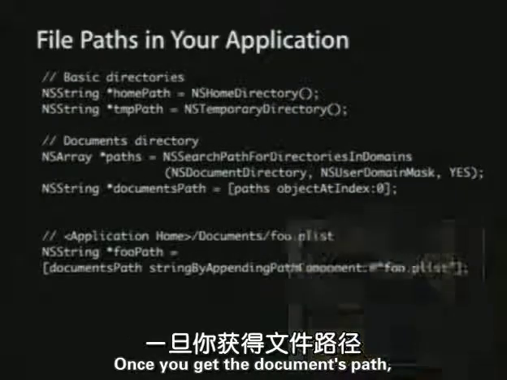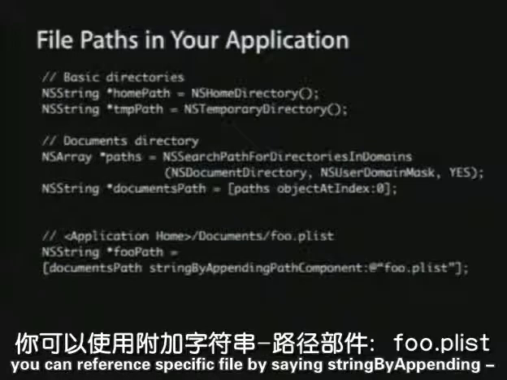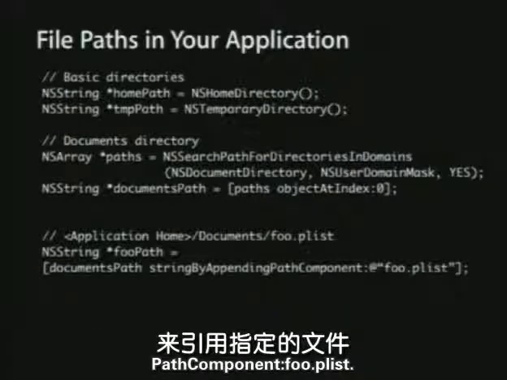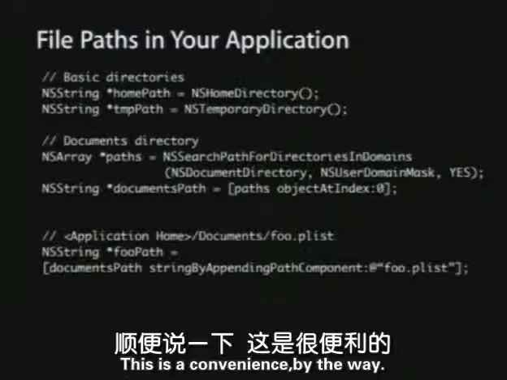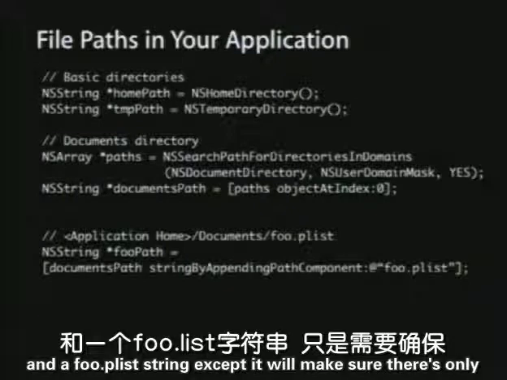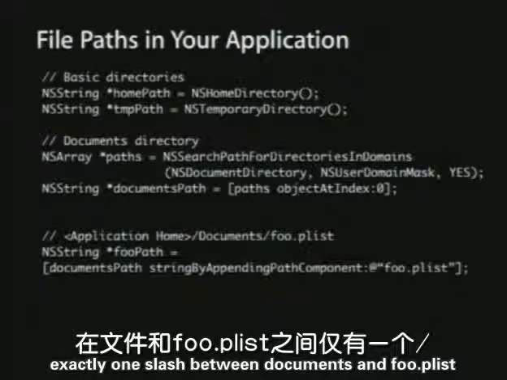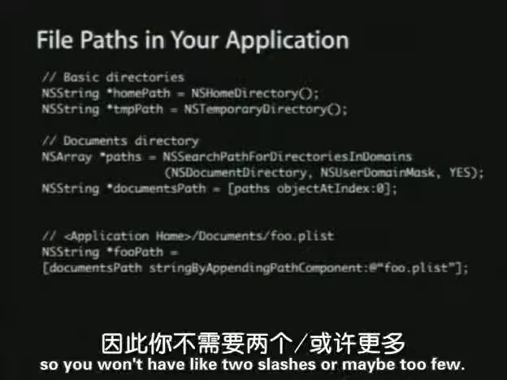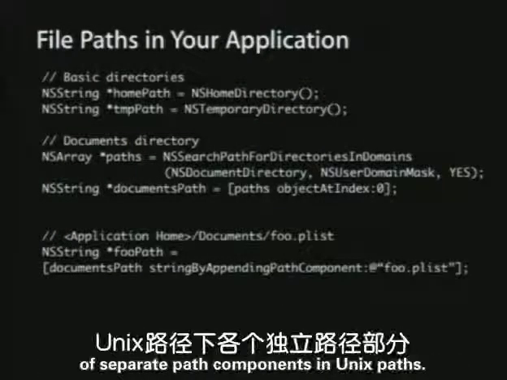And once you get that documents path, you can reference a specific file by saying stringByAppendingPathComponent foo.plist. This is a convenience, by the way. It's basically the same as appending just a slash and foo.plist to the string, except it will make sure there's exactly one slash between Documents and foo.plist. So you won't have two slashes or maybe too few. It handles the whole abstraction of separate path components in Unix paths.